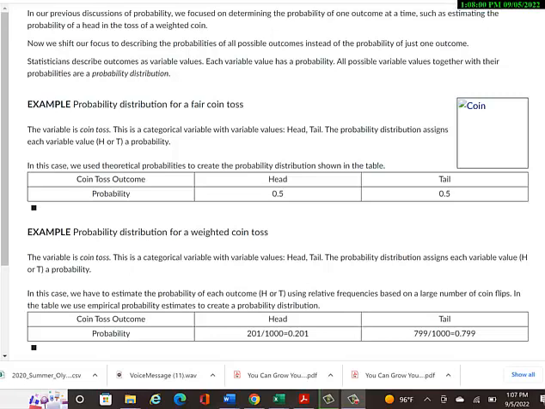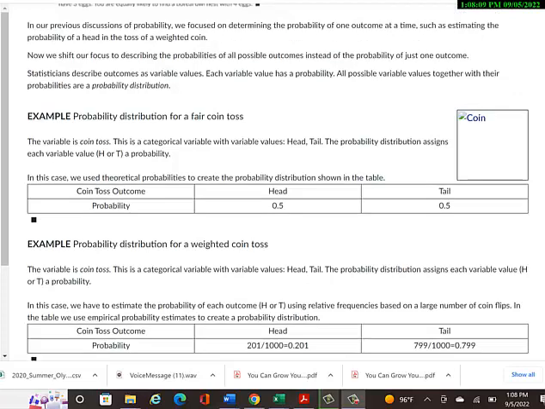Here we're in Module 12. We're looking at an introduction to probability distributions. So in our previous discussions of probability, we focused more on determining the probability of one outcome at a time, such as estimating the probability of a head in a toss of a weighted coin.